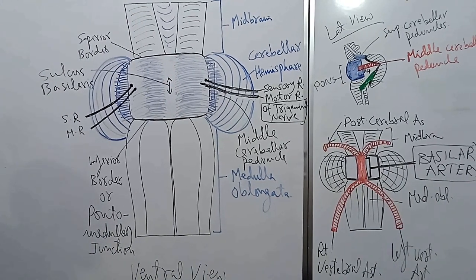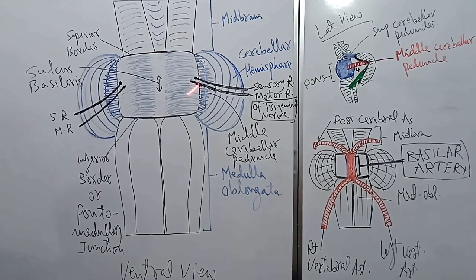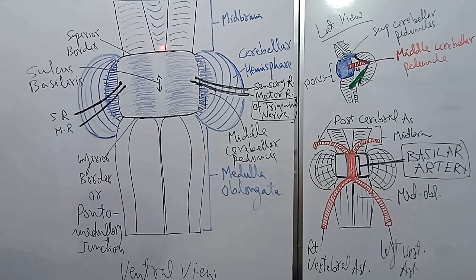So what are the features of the anterior surface of the pons? I told you it is convex from above downward and convex from side to side. It is bounded above by the superior border, where the midbrain enters the pons, and below by the inferior border, or pontomedullary junction, from where the medulla oblongata starts. On each side, the pons is connected with the cerebellar hemisphere by the middle cerebellar peduncle. This is the right middle cerebellar peduncle and this is the left.